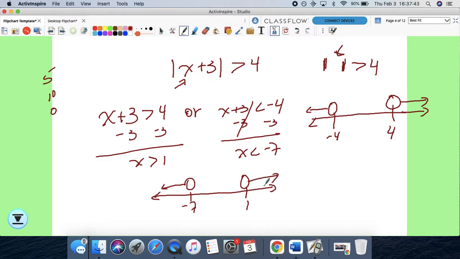Above 1, I don't know, pick 3. 3 plus 3 is 6. Absolute value of 6 is greater than 4, so that works. So here's my solution for the x value. We can represent that as 1 not inclusive going all the way to infinity. And over here it starts at -7, and aiming to the left it goes to -infinity. And again, not inclusive, and the union, right?